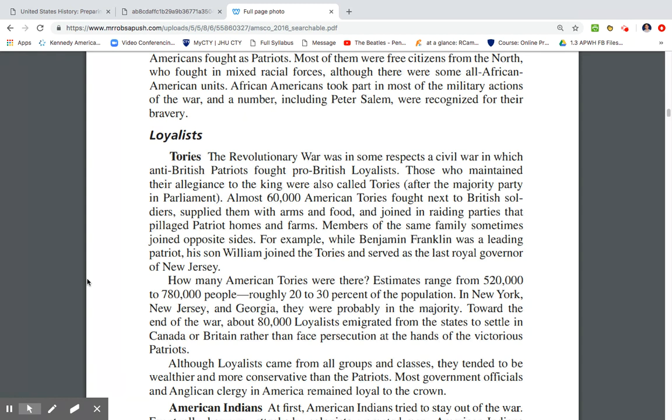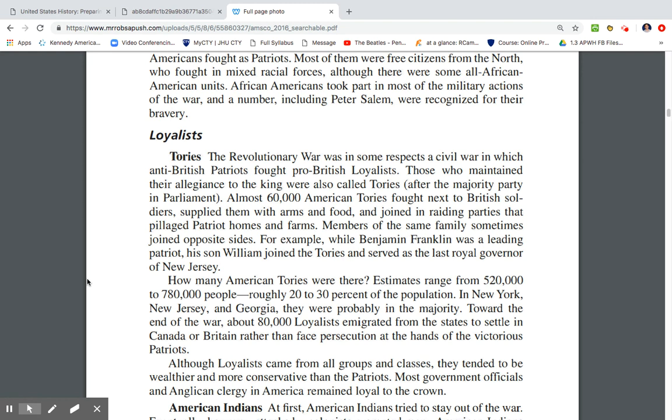Members of the same family sometimes joined opposite sides. For example, while Benjamin Franklin was a leading patriot, his son, William, joined the Tories and served as the last royal governor of New Jersey. How many American Tories were there? Well, there were about 520,000 to 780,000 people, roughly 20 to 30% of the population.